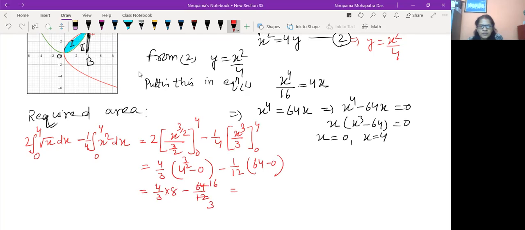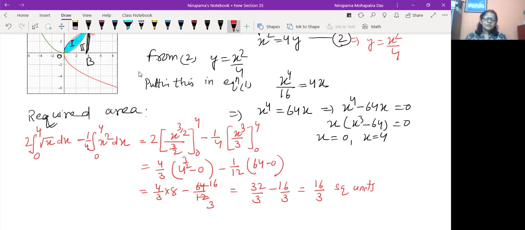So you are getting 32 by 3 minus 16 by 3. That is equal to 16 by 3 square units. Okay, so once more you can check it.